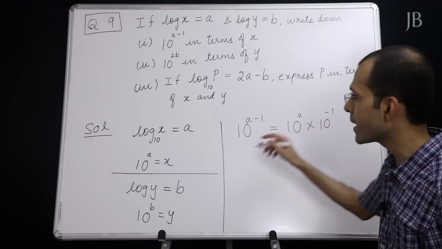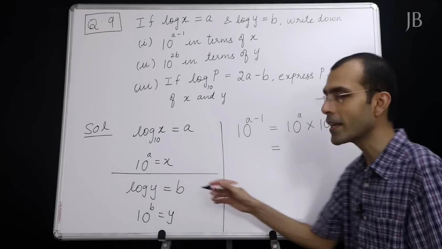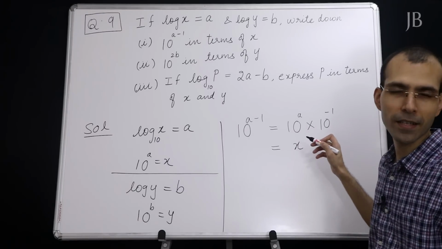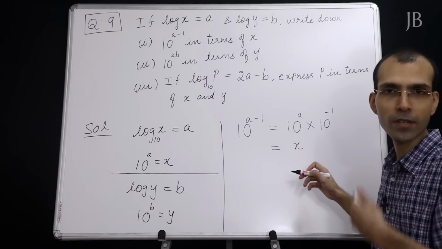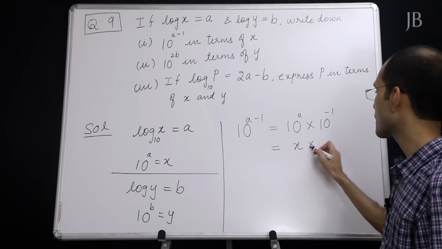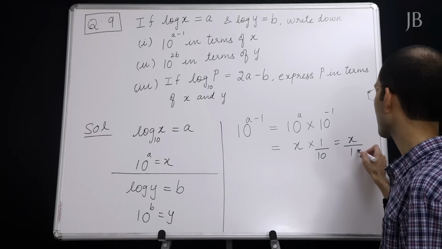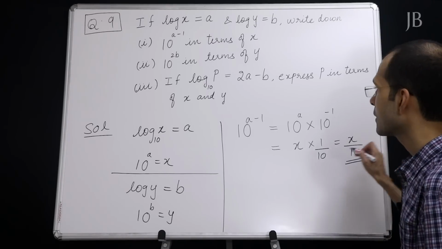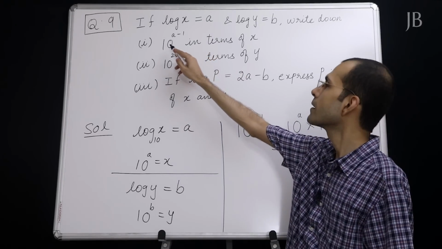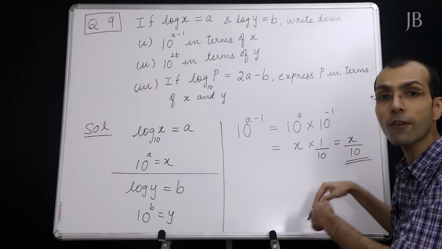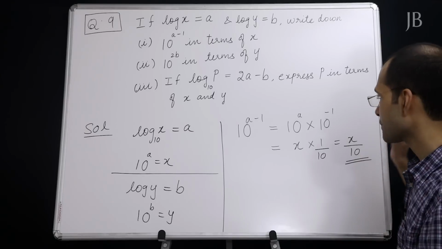Now 10 raised to a. See, 10 raised to a is what? X. Into 10 raised to minus 1. 10 raised to minus 1 is what? 1 upon 10 raised to 1, that is into 1 upon 10 only then. So this works out to be x upon 10, double underline this. So we have successfully put 10 raised to a minus 1 in terms of x.